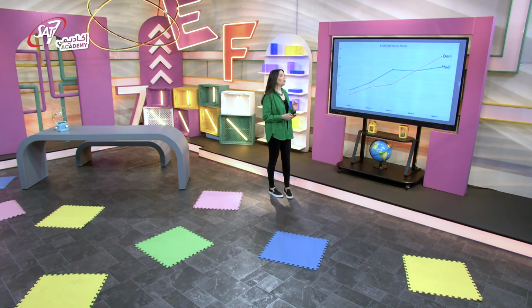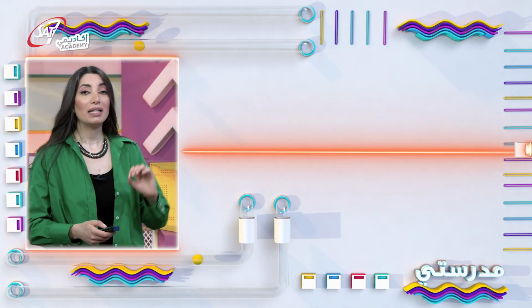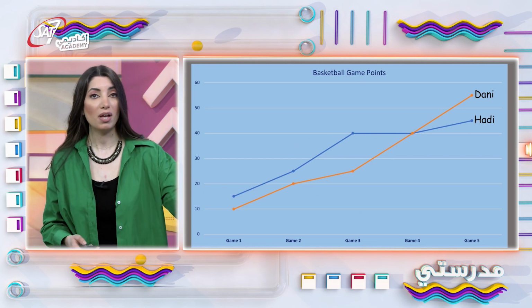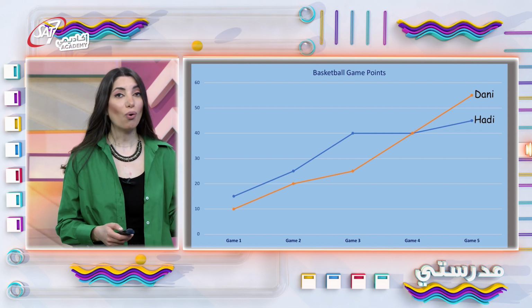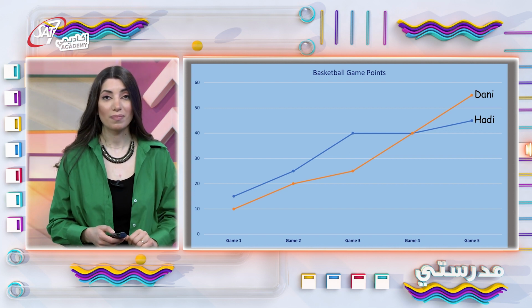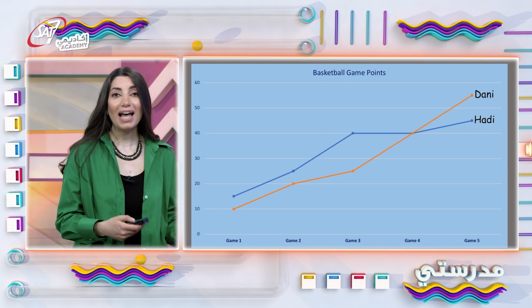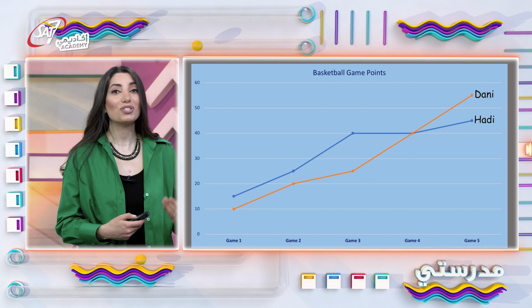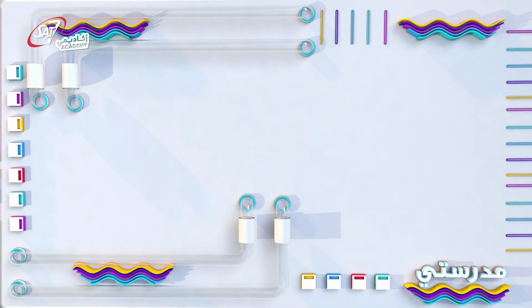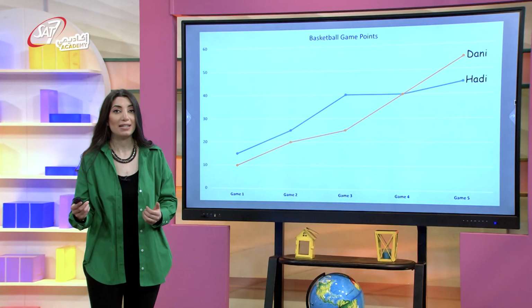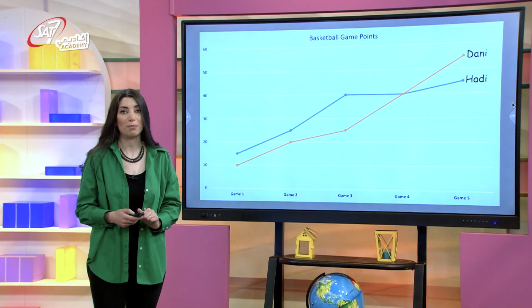We can compare the scores of Danny in Game 1 to his scores in Games 2, 3, 4, and 5 by only looking at the orange line. By only looking at the blue line, we can compare Hadi's scores in Game 1 to his scores in Games 2, 3, 4, and 5. And by looking at both lines, we can compare Hadi's scores to Danny's in each of these 5 games.